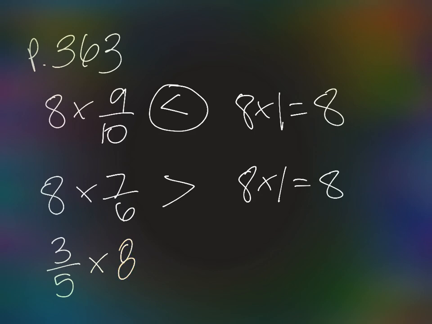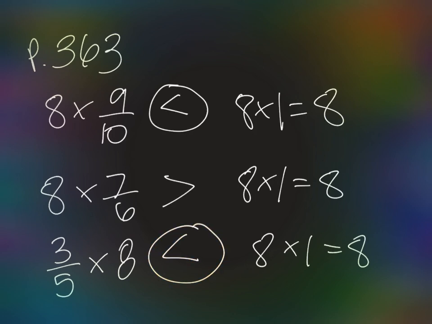Okay, then the last one says 3/5 times 8. Okay, and it doesn't matter whether the 8's in the beginning or the 8's at the end. It doesn't matter. You're focusing on the 3/5. Okay, and we know that 3/5 is less than 1. Because remember, 8 times 1 equals 8, and anything that's greater than 1 is going to be greater than 8, anything less than 1 is going to be less than 8. So this one was less than, so this would be also one that I would circle.